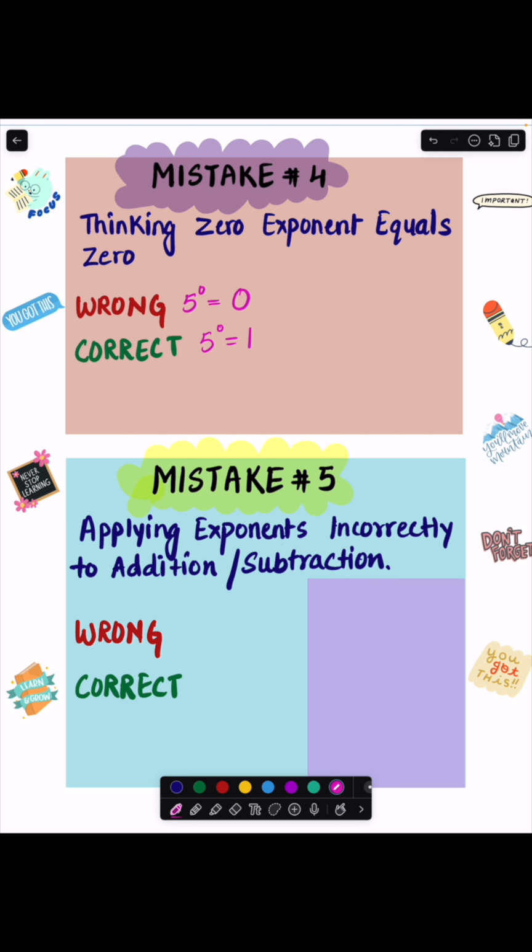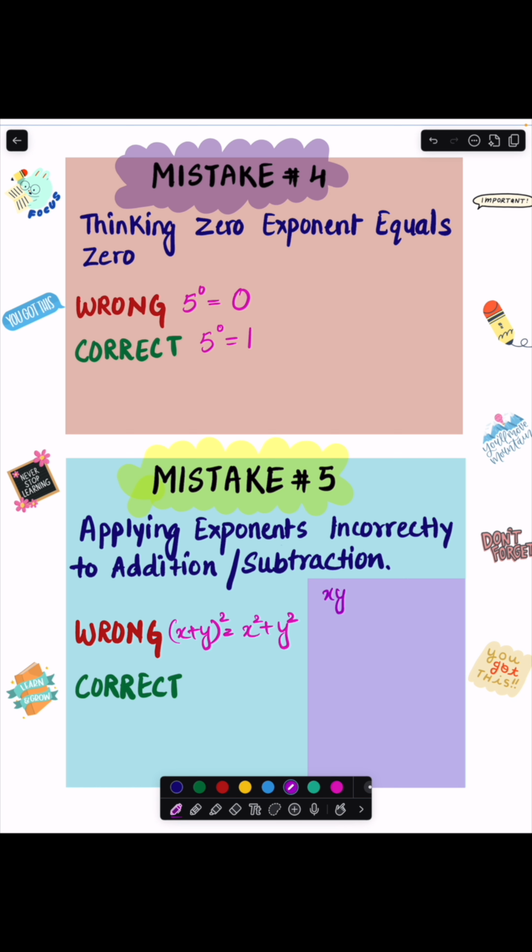Now mistake number 5. Applying exponents incorrectly to addition or subtraction. Let's take an example of x plus y whole square. Now here students think exponents distribute over addition like they do over multiplication. And they solve it like this, which is incorrect.